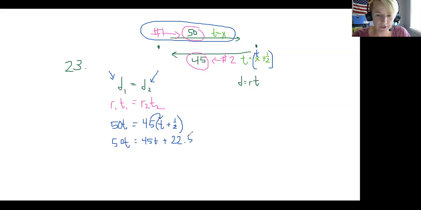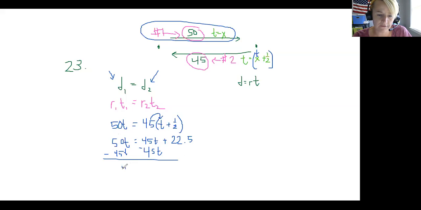It doesn't matter. I favor decimals. And now I want to move my t's to the same side. So I'm going to minus 45t here. And remember, what I do to one side, I have to do to the other. So I'll minus the 45t on this side.